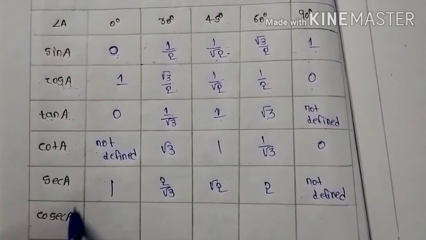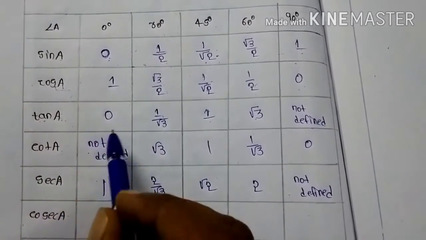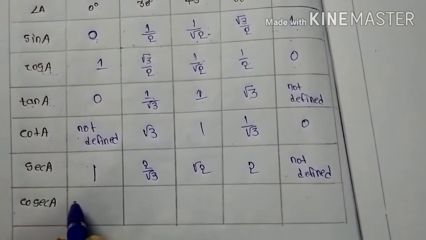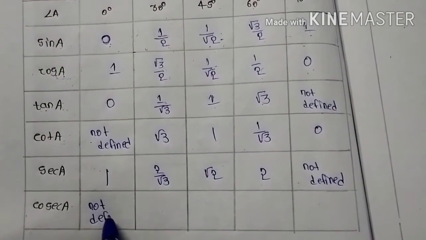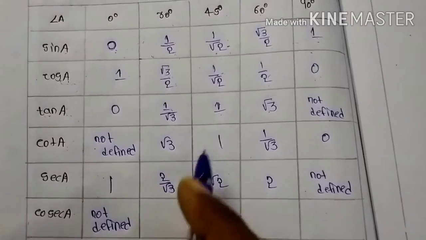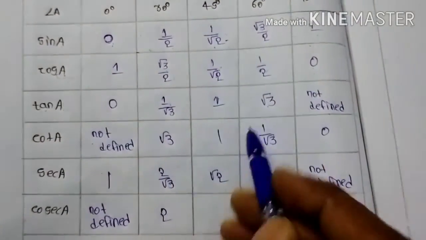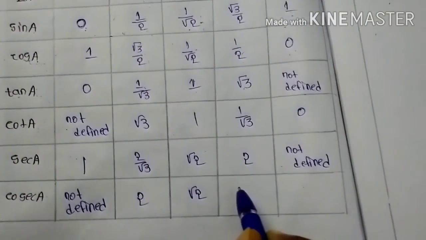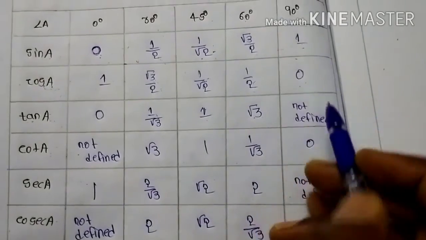In the similar way, one more ratio you can find here: cosec A. Cosec A is the reciprocal of sin A. See at 0, sin A will be 0, so what is the reciprocal 1 by 0? It is defined, not defined? Not defined. You can write here not defined. Next here, what is the reciprocal of 1 by 2? 2 only. What is the reciprocal of 1 by root 2? Root 2 only. What is the reciprocal of root 3 by 2? You can write here 2 by root 3. What is the reciprocal of 1? 1 only.